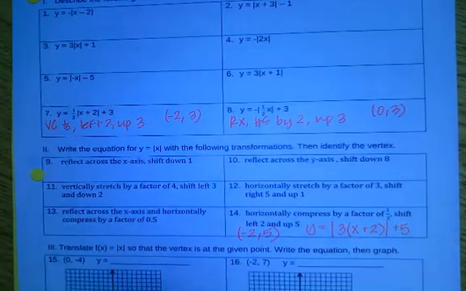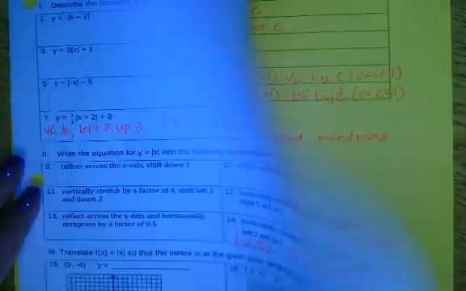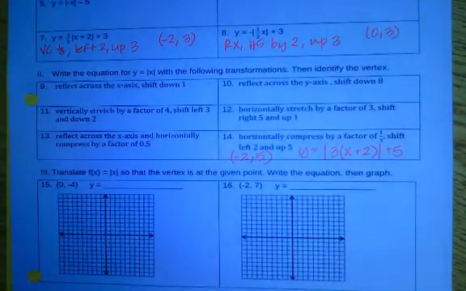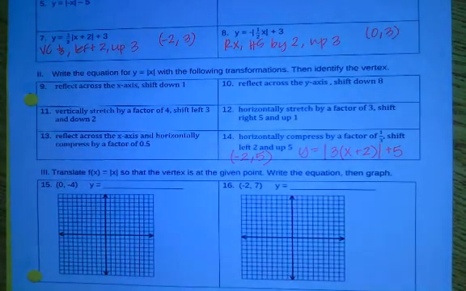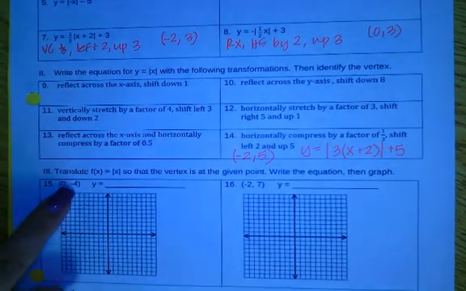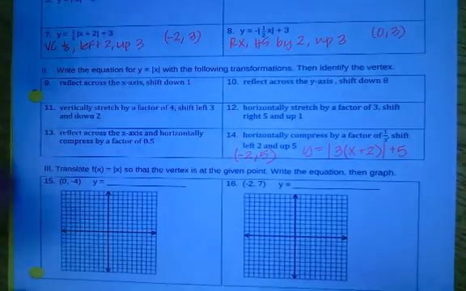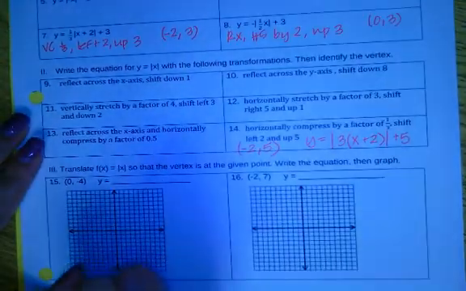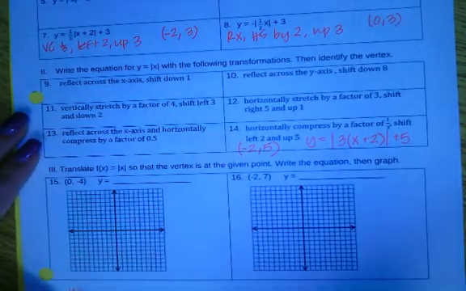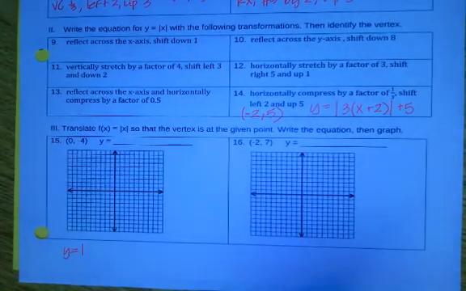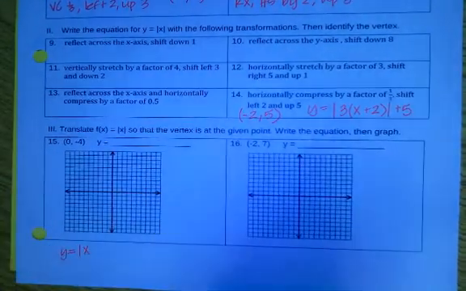Okay, I'll do 15 with you, and then you guys can do 16. Translate f of x equals absolute value of x so that the vertex is at the given point. Write the equation and then graph. If this is our vertex, without even graphing it first, what is going to be the equation? Y is absolute value of x, open my bars, close them, and then minus 4. Very good.